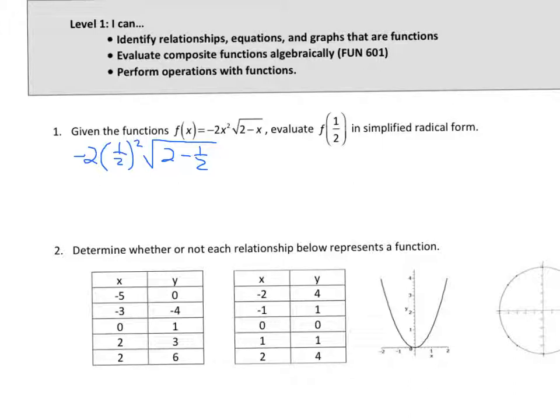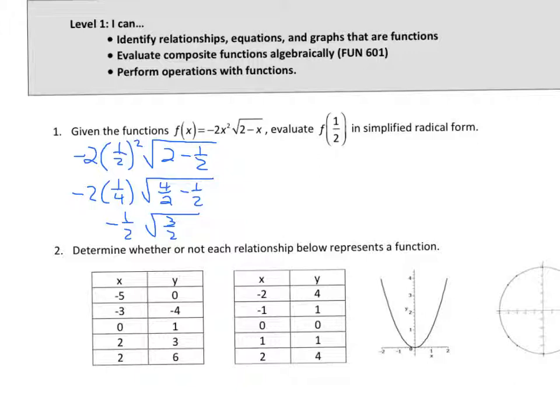1/2 squared is 1/4, so we get -2 times 1/4 times the square root of, if I use common denominators here, we get 4/2 minus 1/2, and that is 3/2. And -2 times 1/4 is -1/2.